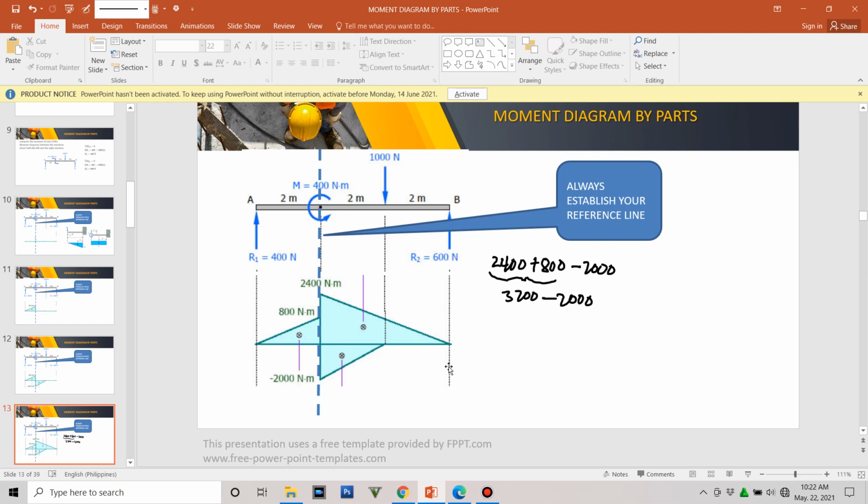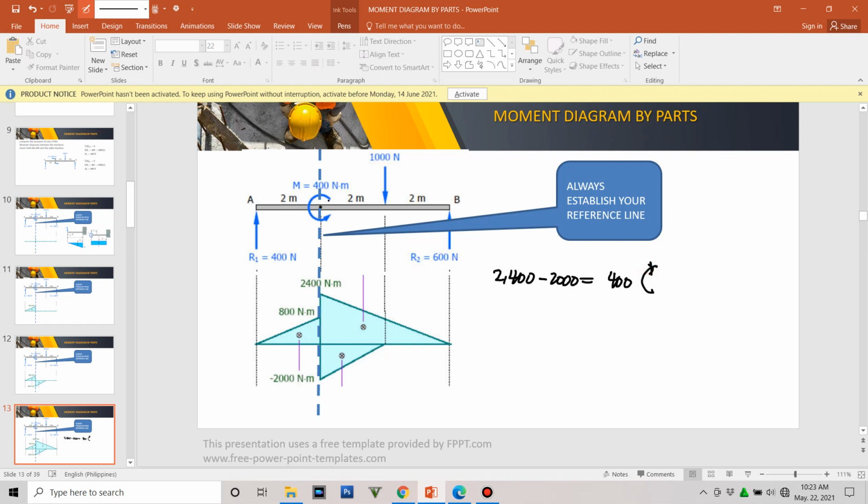I'm sorry, we should consider here. Okay, just erase this. We'll just consider the highest value on the positive. So, the maximum positive is 2,400. Your lowest there is negative 2,000. So, we have an excess of positive 400. So, this is a clockwise moment, right?